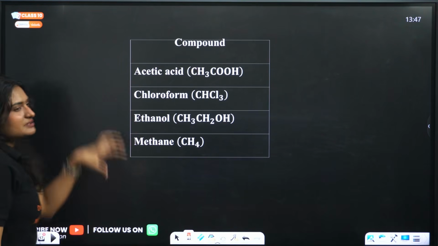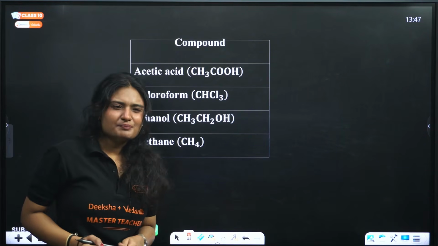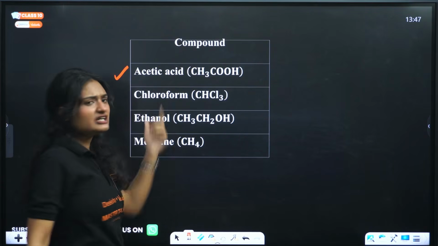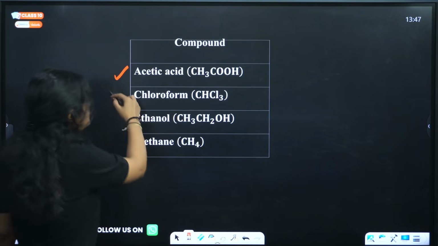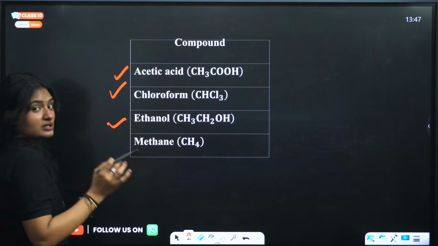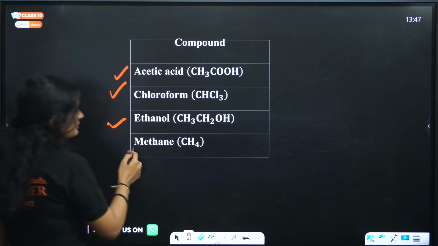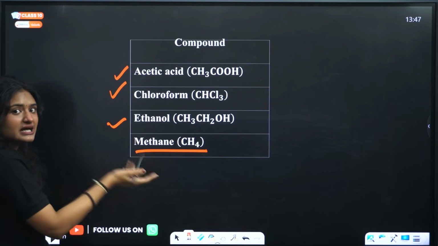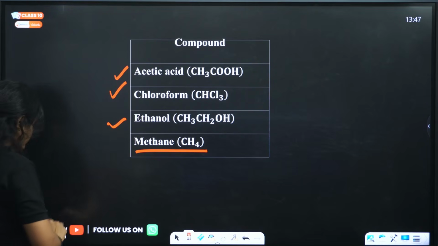Next, these are some compounds that were in your carbon and its compounds chapter. You have acetic acid, which is ethanoic acid. Chloroform, CHCl3. Ethanol is CH3CH2OH, right? Methane is CH4, a natural gas. Natural gas composition is methane.